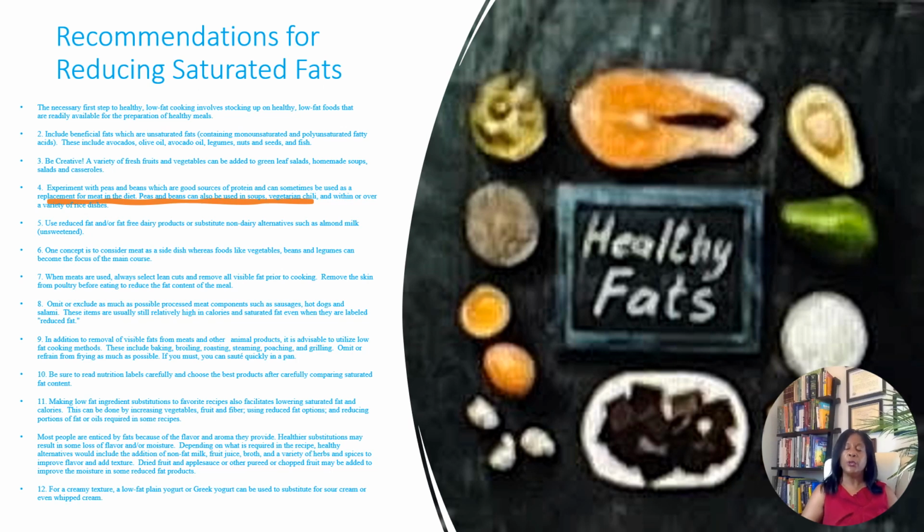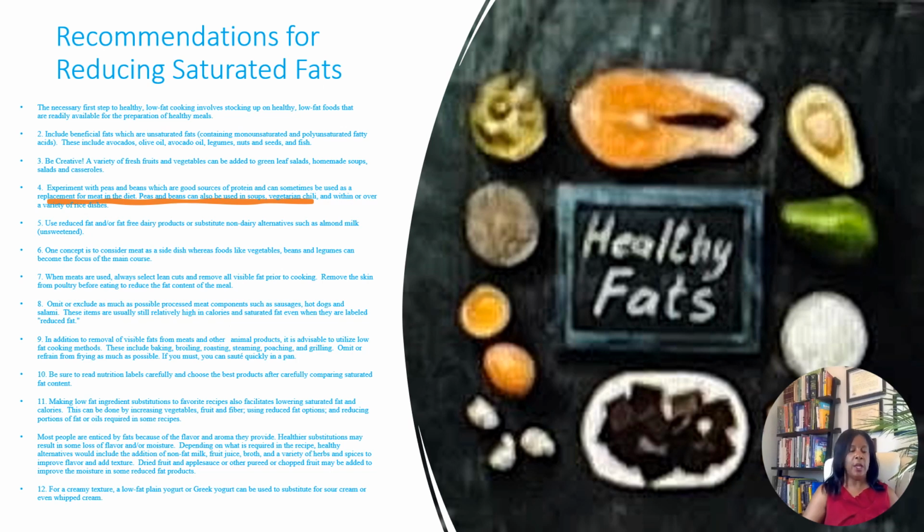Utilize a variety of fresh fruits and vegetables, adding them to green leafy salads, homemade soups, and casseroles. Experiment with peas and beans, which are good sources of protein. And these can also sometimes be used as replacement for meat. Peas and beans can also be used in soups, vegetarian chili, and within or over a variety of rice dishes. So experiment with these as much as possible.